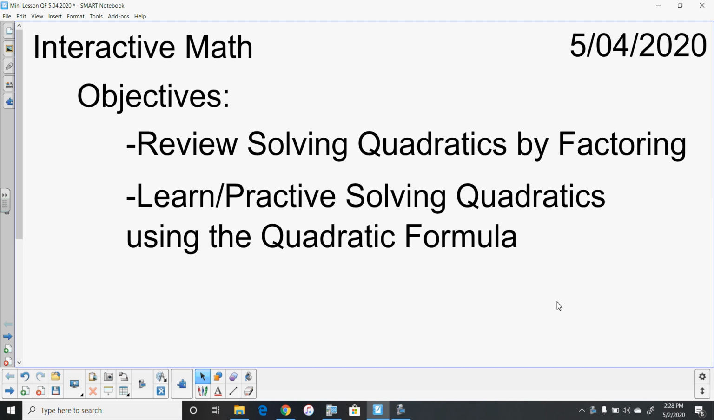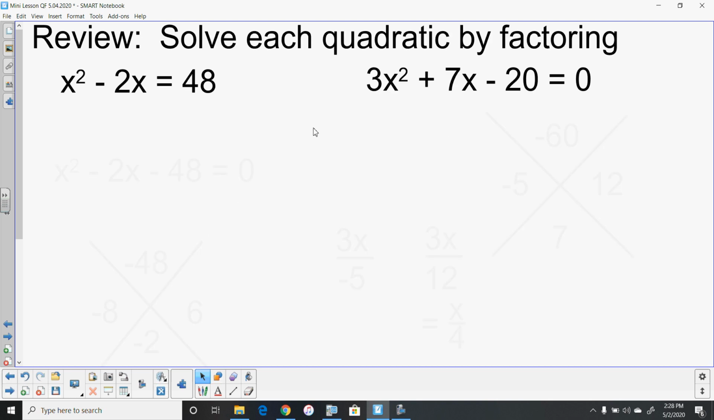So, what we are going to work on this week is I want to review one of the specific factoring techniques I showed you last week, and I want to show you how you can use the quadratic formula to solve quadratic equations. So let's do a little bit of review from last week. When you are ready, go ahead and pause the recording and do your best to solve each of these quadratics by factoring.